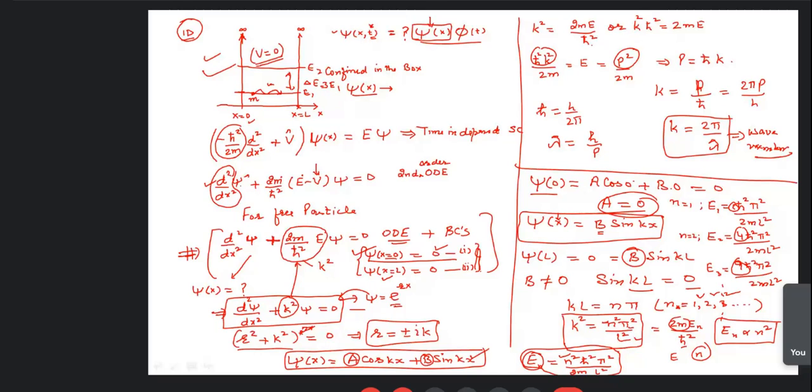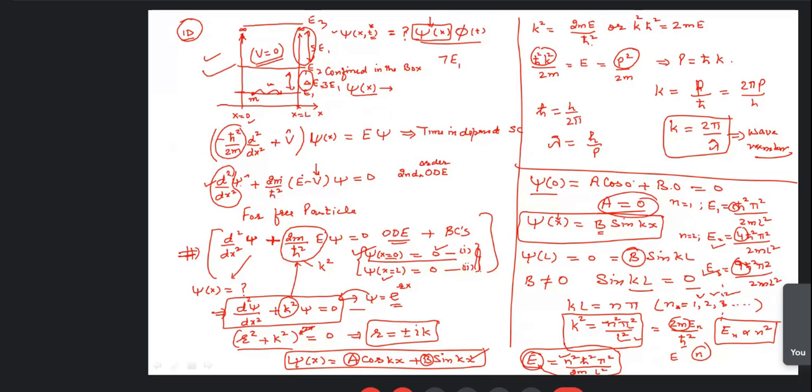And you can see the energy difference between E3, this energy level, and E2 is 5 times E1. So this difference is 3 times E1, this is 5 times E1, then you get 7 times E1, the energy difference between the fourth and third energy levels. And this energy gap goes on increasing.